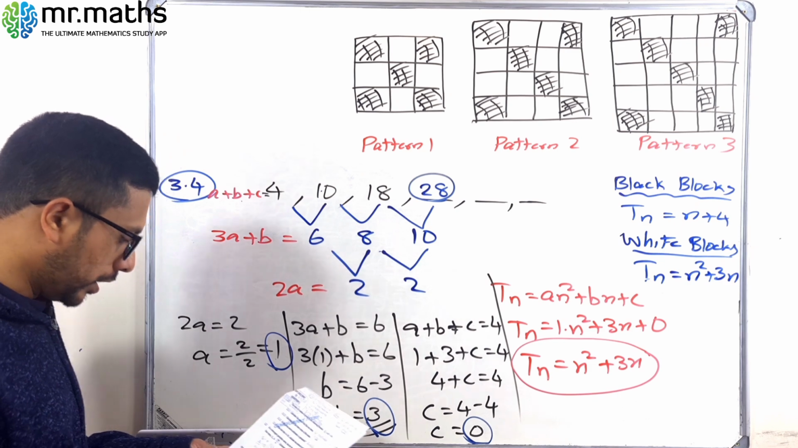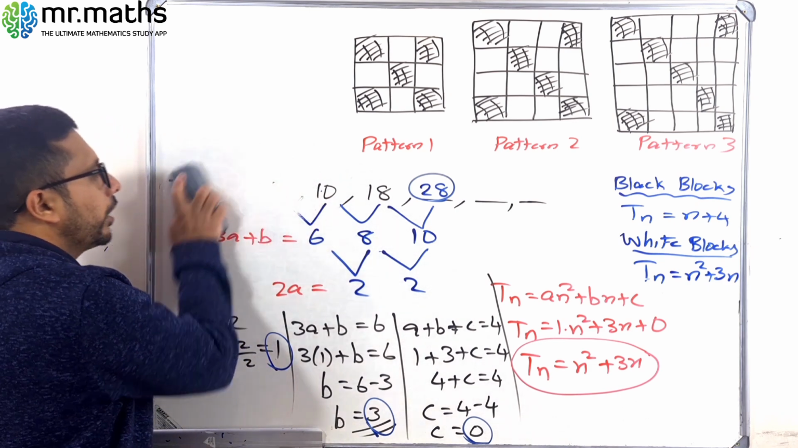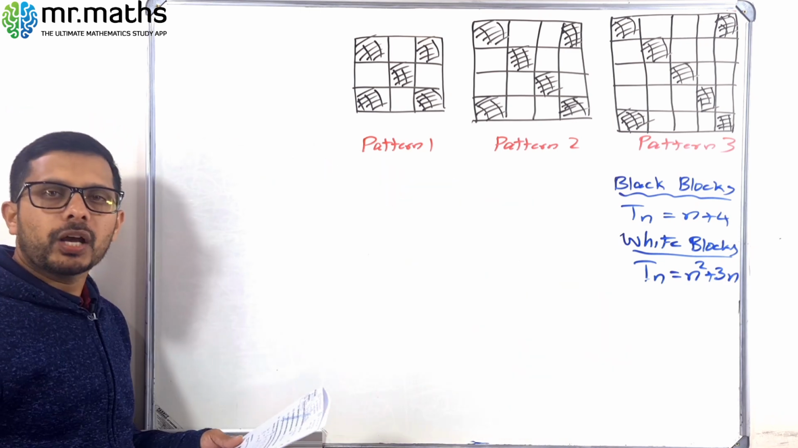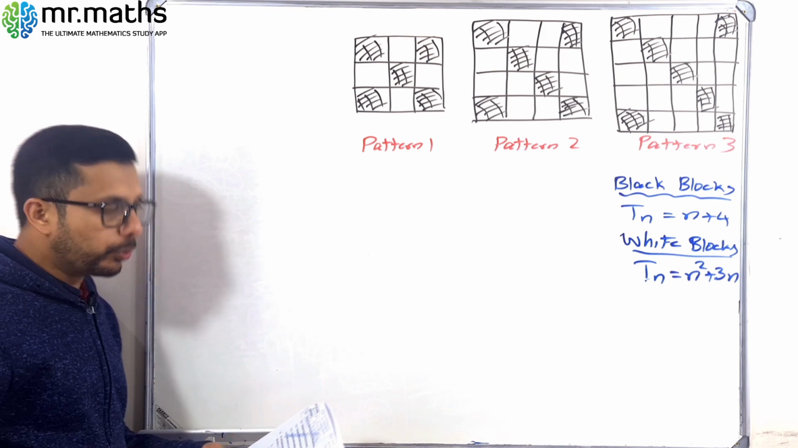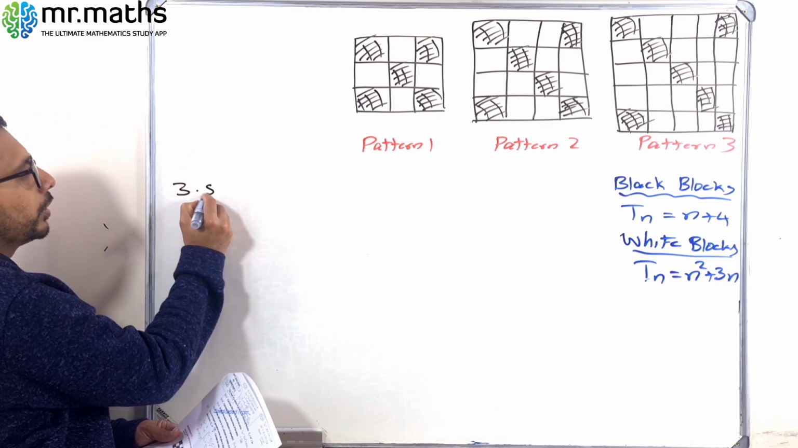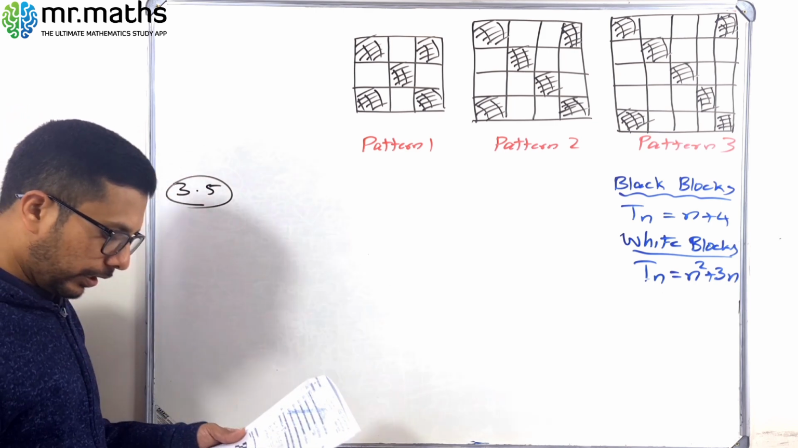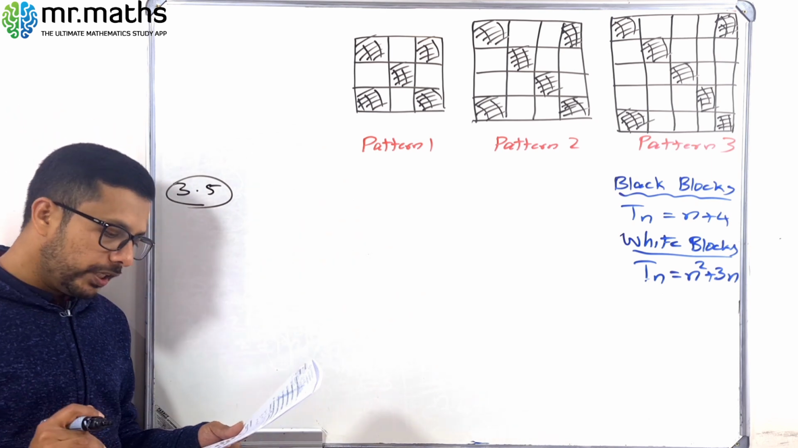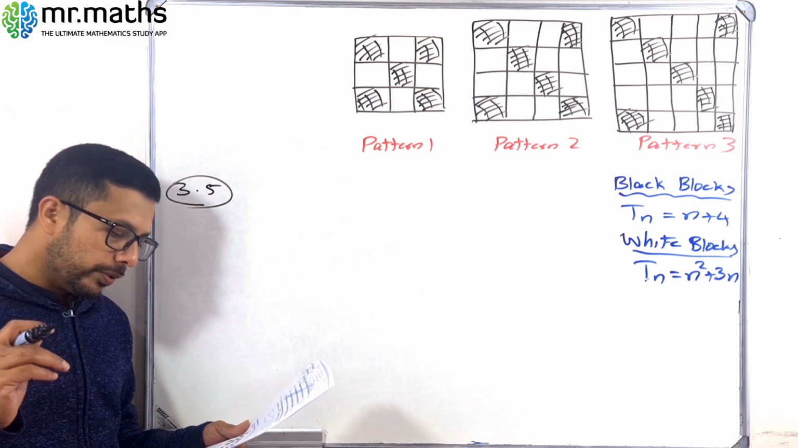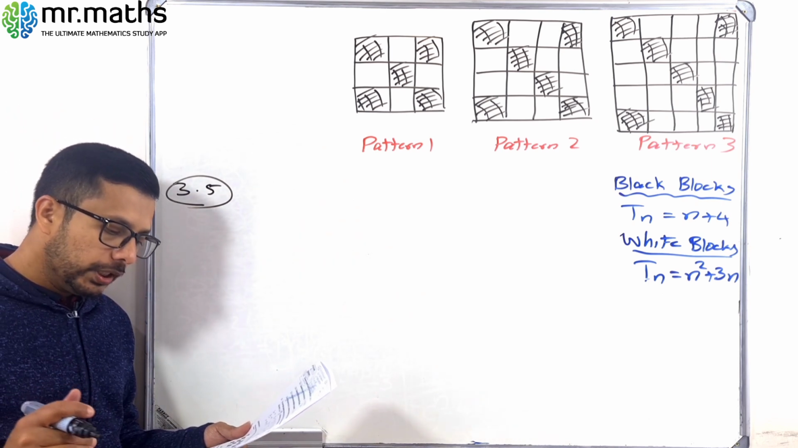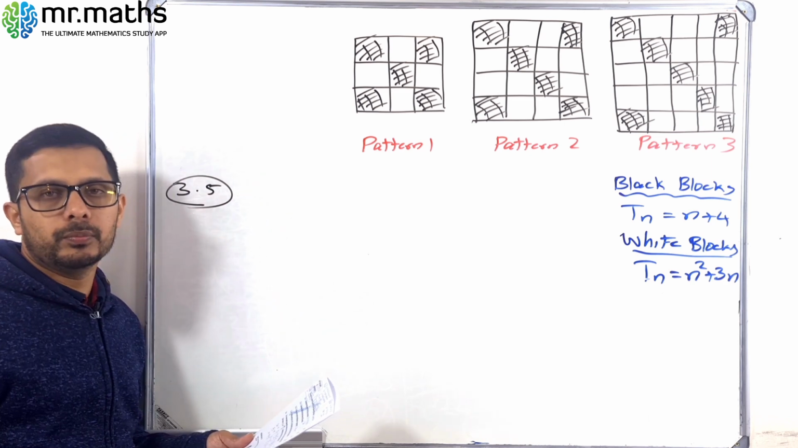Now let's move to the next question, question number 3.5. What is that question? Calculate how many white blocks will be in the pattern with the 32 black blocks.